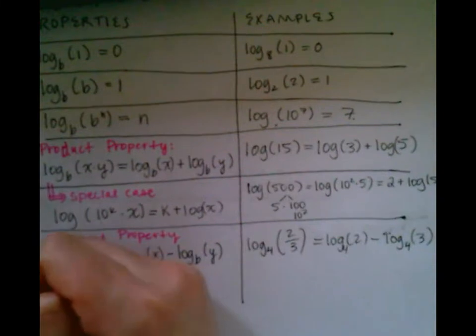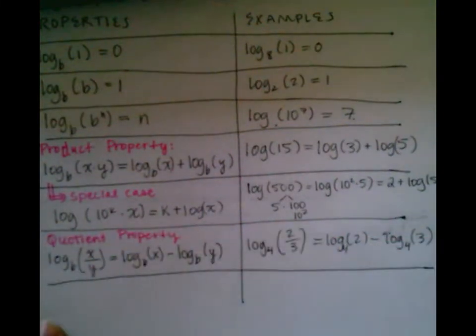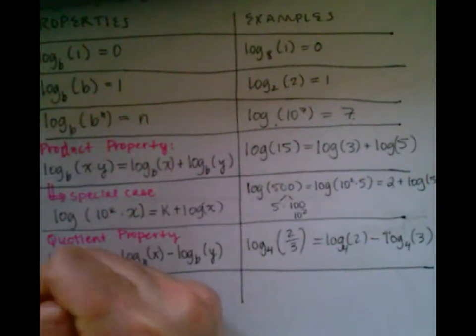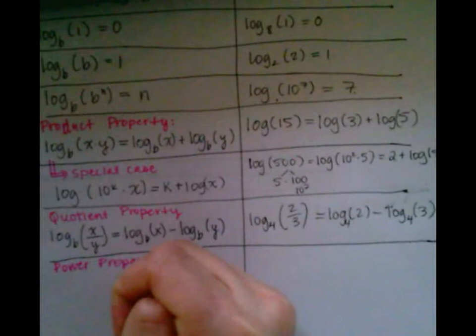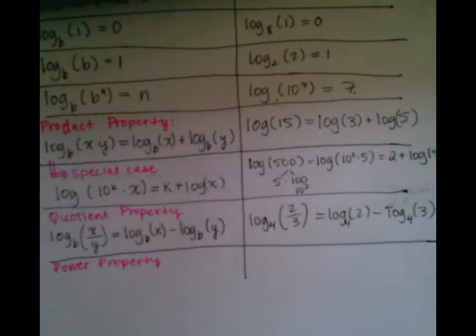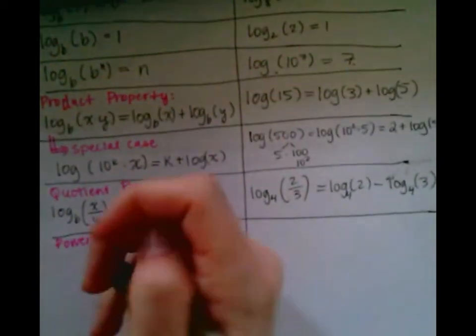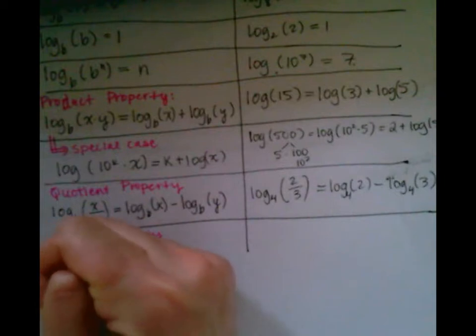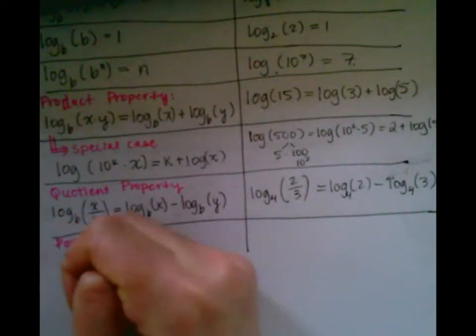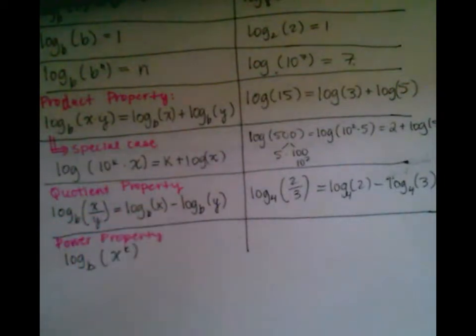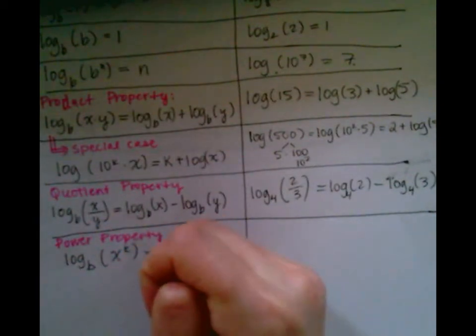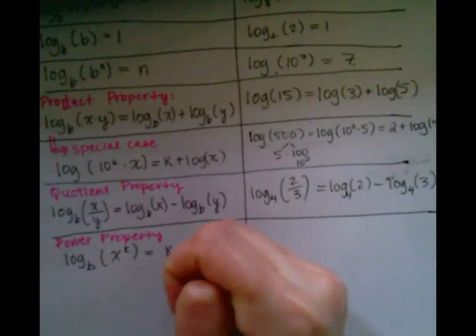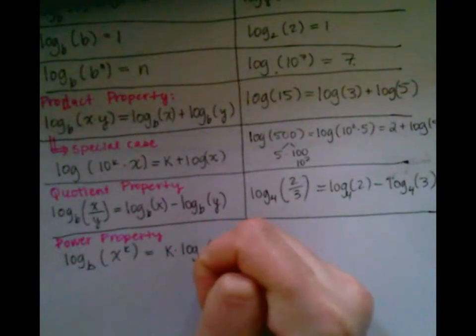Okay, we have one more property to write down. The last property is called the power property, and we also looked at a case of this today in class. The power property says log base b of x to the k, so x to some power, will always equal, you can bring that power out front and write k times log base b of x.